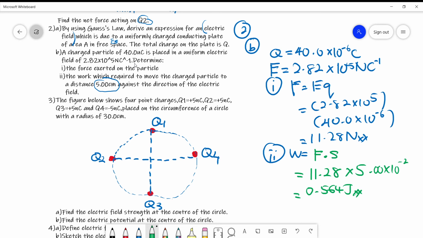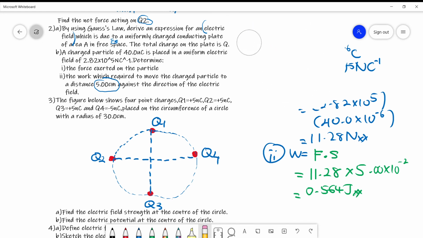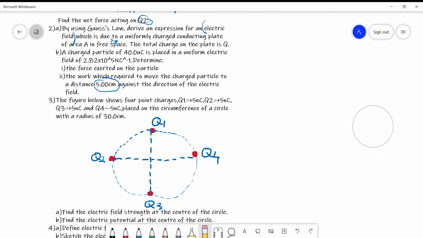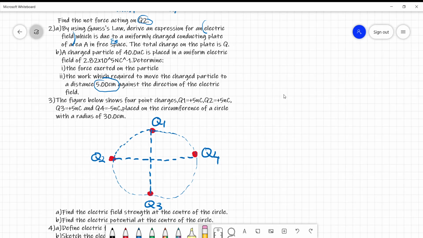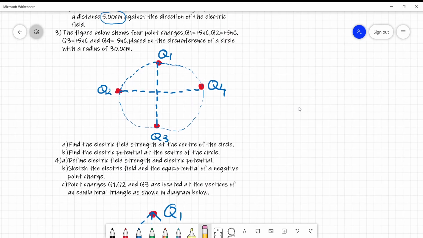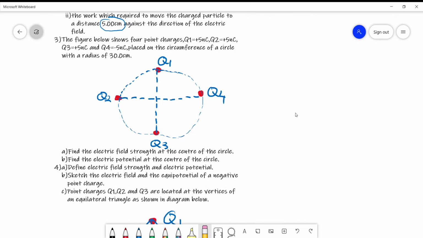Okay, let's just proceed to question number 3. Let me erase all this. Alright, let's move on to number 3. Let me drag it down.